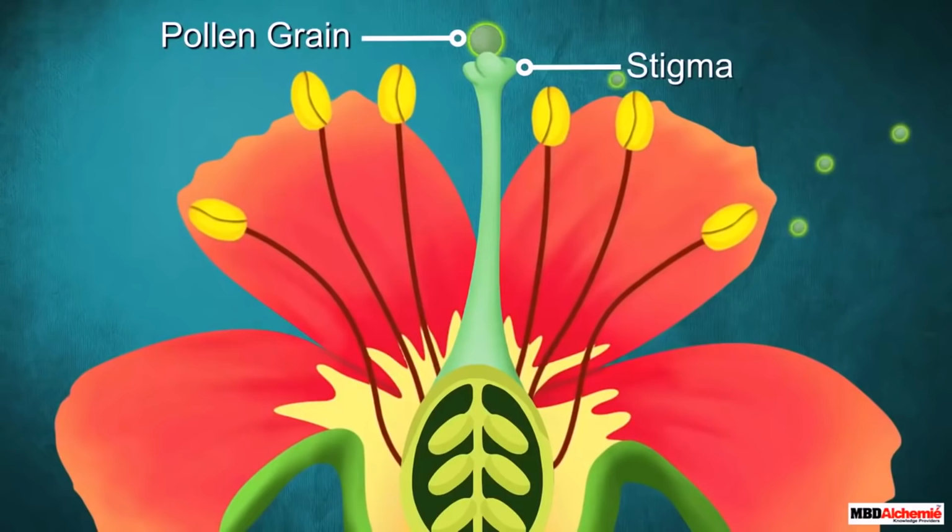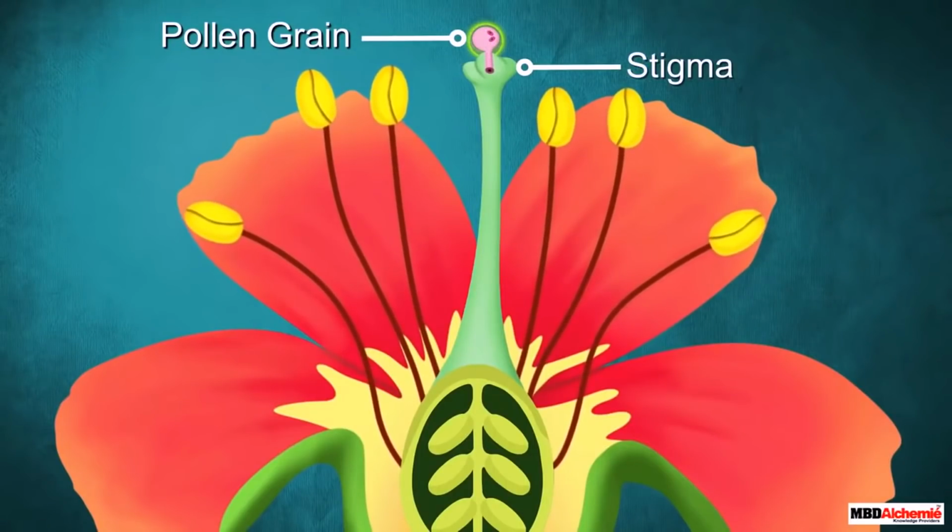Once a pollen grain reaches the stigma of a suitable flower, a tube grows from the pollen grain.